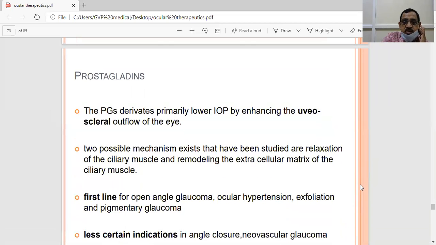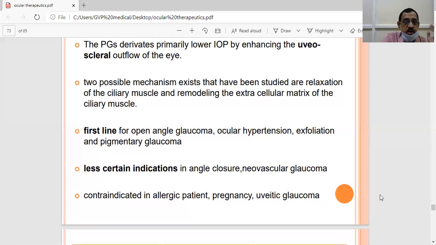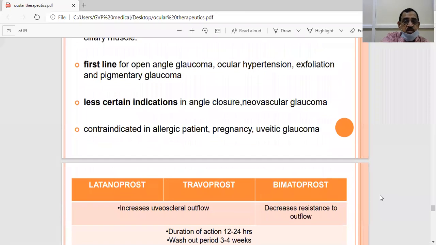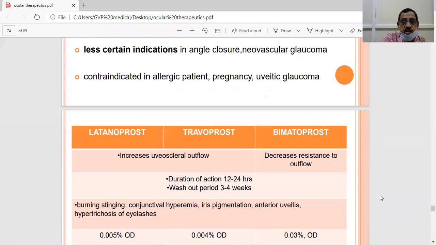The prostaglandin derivatives primarily lower the IOP by enhancing the uveoscleral outflow. Two possible mechanisms have been studied: relaxation of the ciliary muscle and remodeling of the extracellular matrix of the ciliary muscle. They are first line for open angle glaucoma, ocular hypertension, exfoliation, and pigmentary glaucoma. Less certain indications are angle closure and neovascular glaucomas. They are contraindicated in pregnancy and uveitic glaucomas.